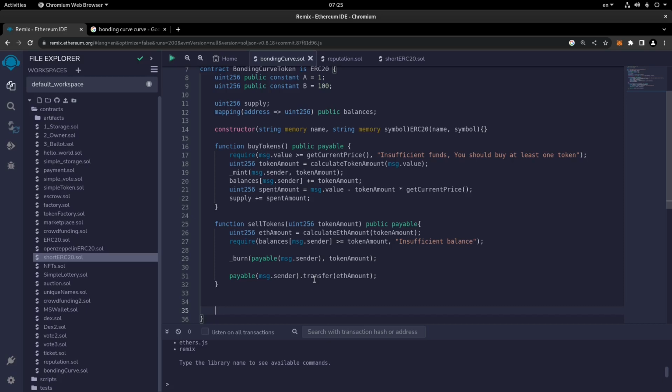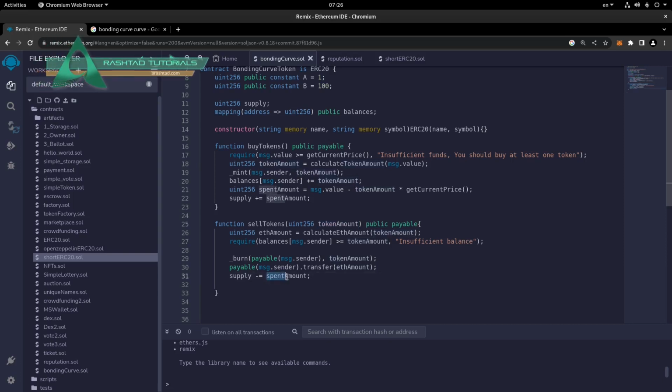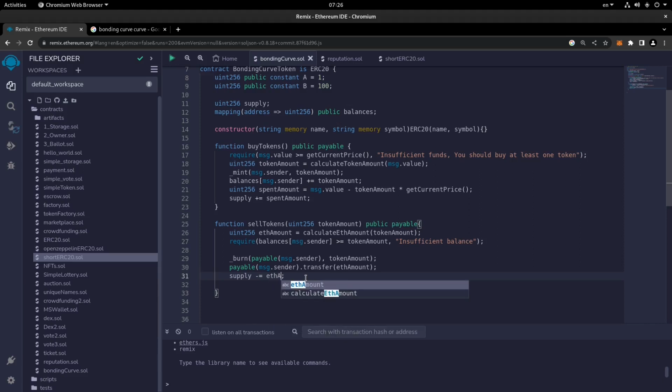So the next function is calculate token amount, which we've used here. The input of it is the ETH amount and the output will be the token amount. There's also something here that we need to consider, and that is the supply. Once you sell the token, you should decrease the supply so that it also influences the price. So here the supply will be minus equal to the spent amount, and the spent amount here is the token amount. Or actually the ETH amount, right? Yes, it's the ETH amount, because the ETH amount determines the price, and the price is in units of ether. So ETH amount, and here we go.